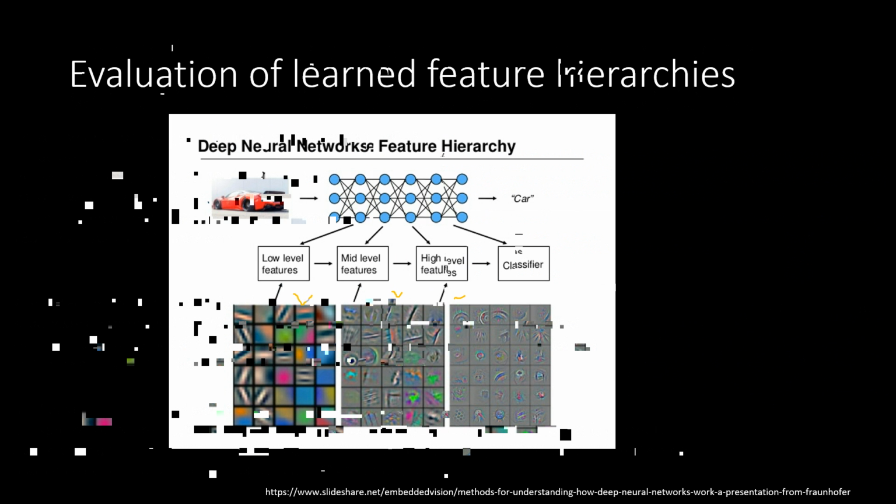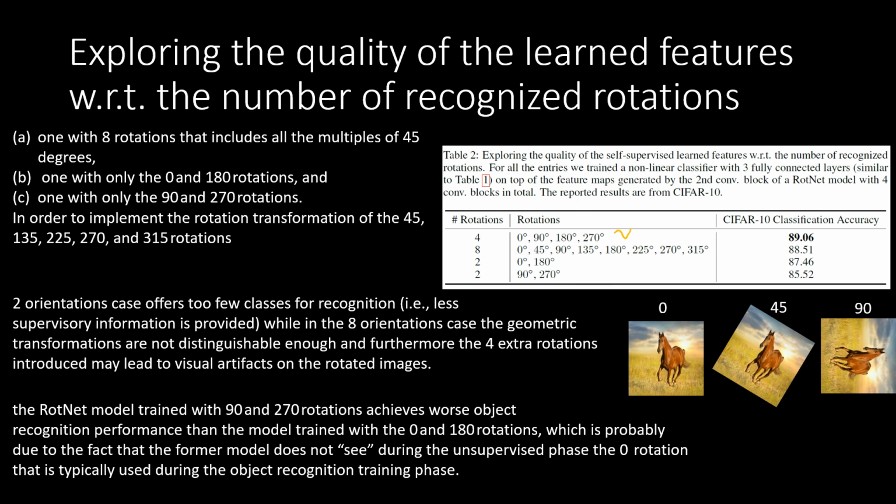Then another experiment was exploring the quality of learned features with respect to the number of recognized rotations. You'd be wondering why they chose only these four rotations. Well, they experimented with other rotations as well, and they found that these four rotations tend to work the best. They experimented with eight rotations by including multiples of 45 degrees, and then with two rotations, like 0 and 180, and 90 and 270.